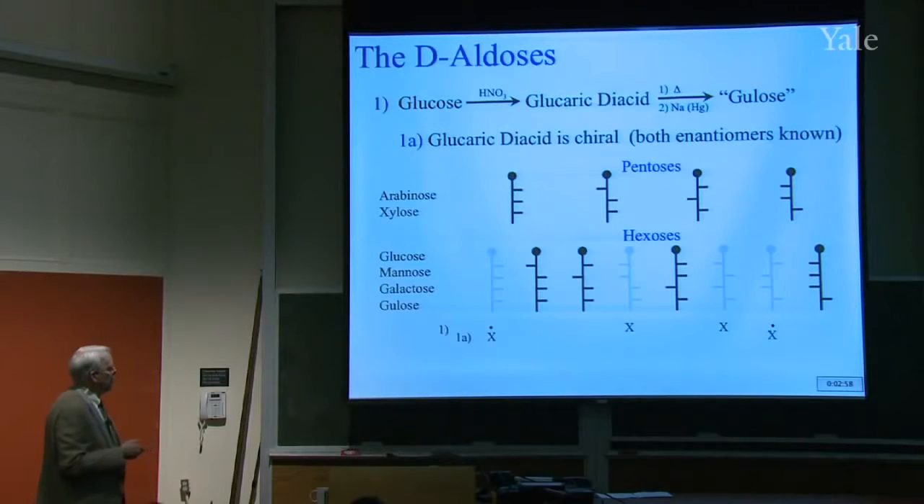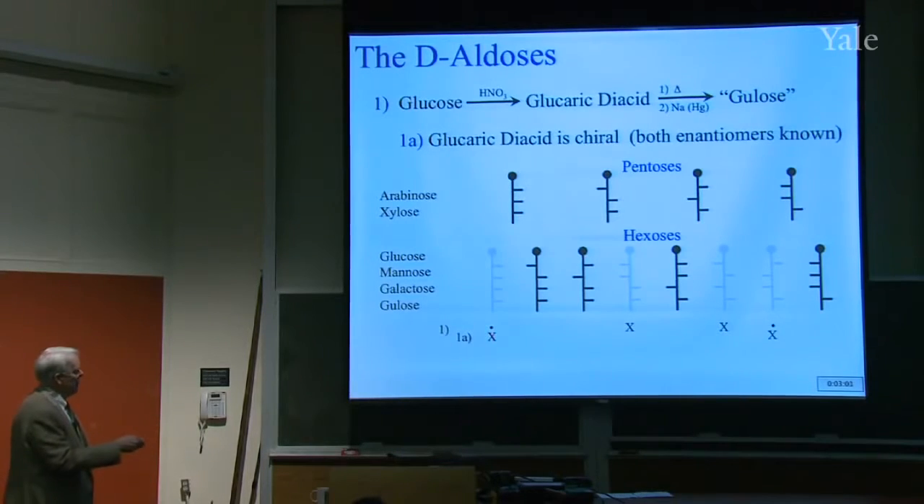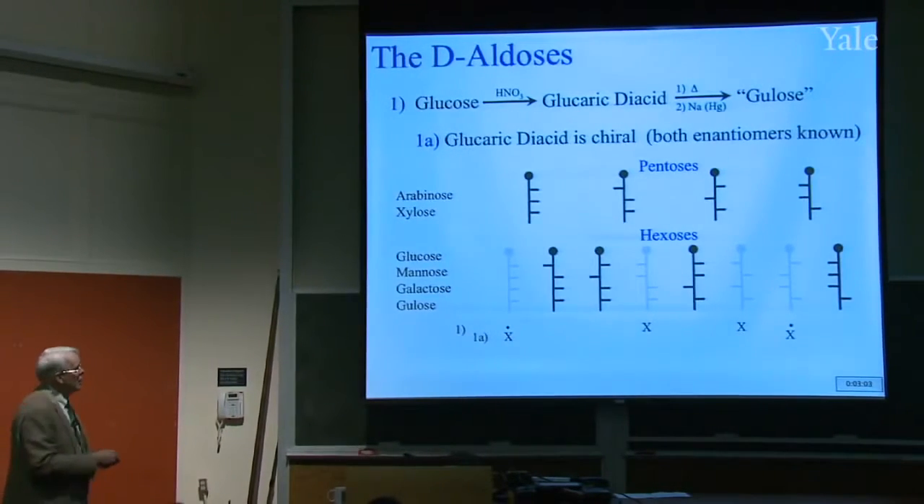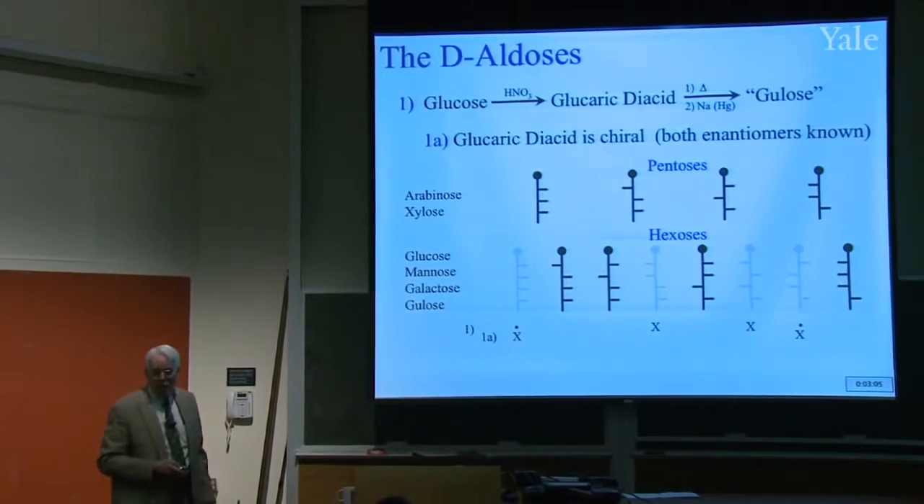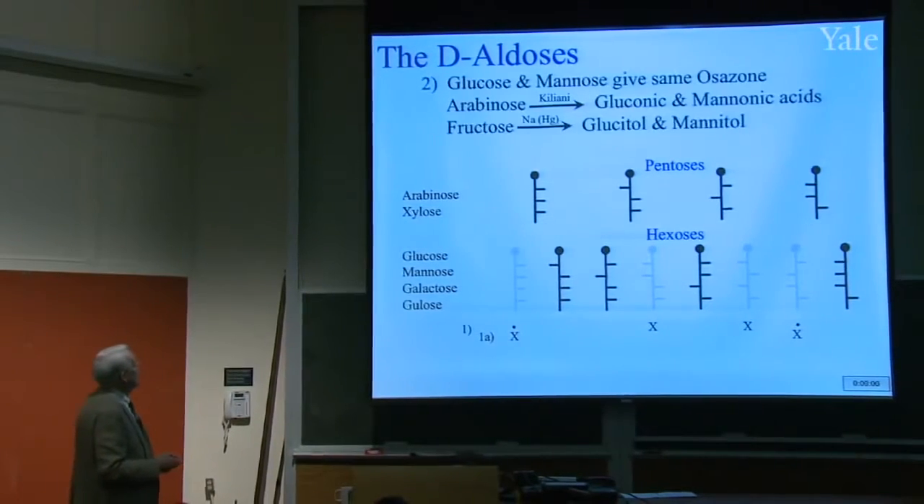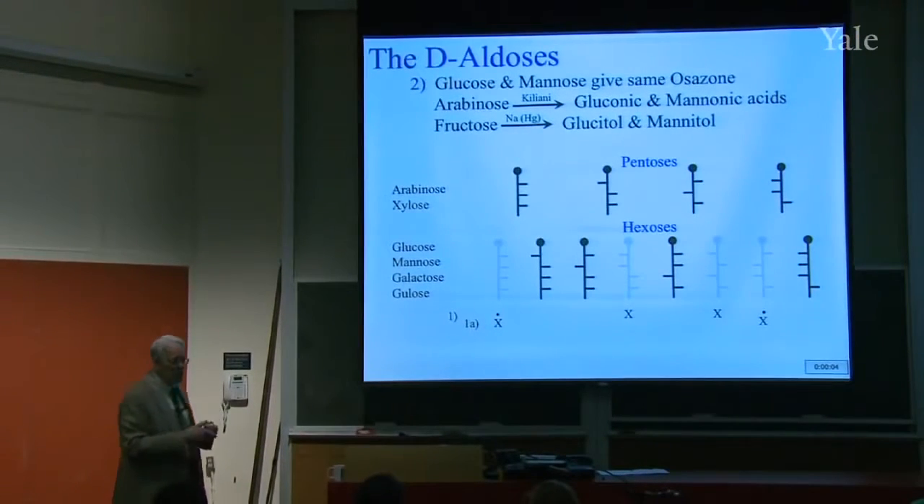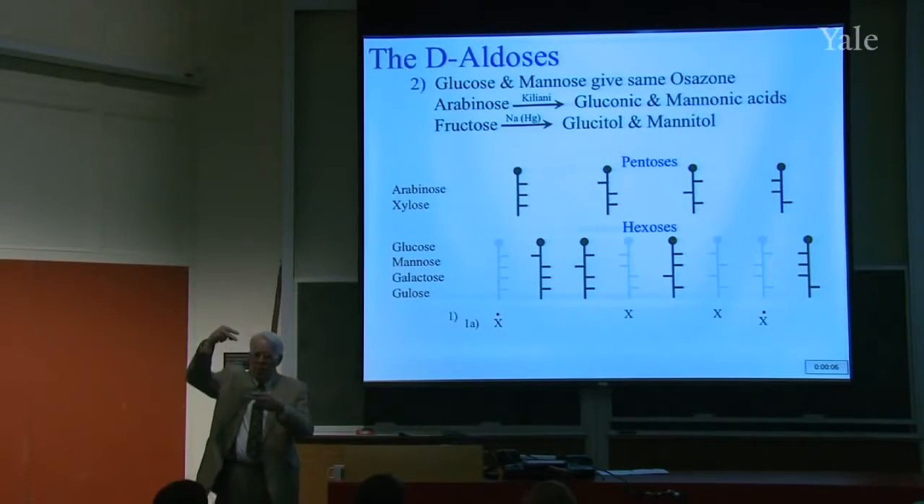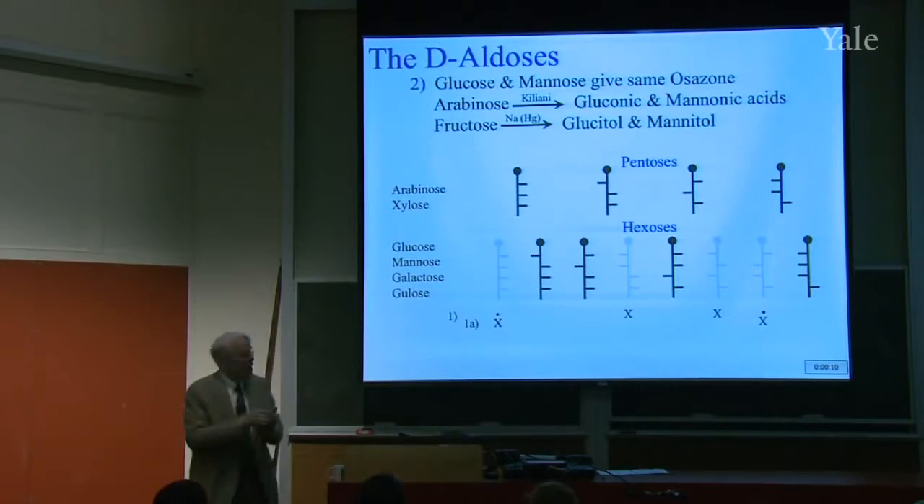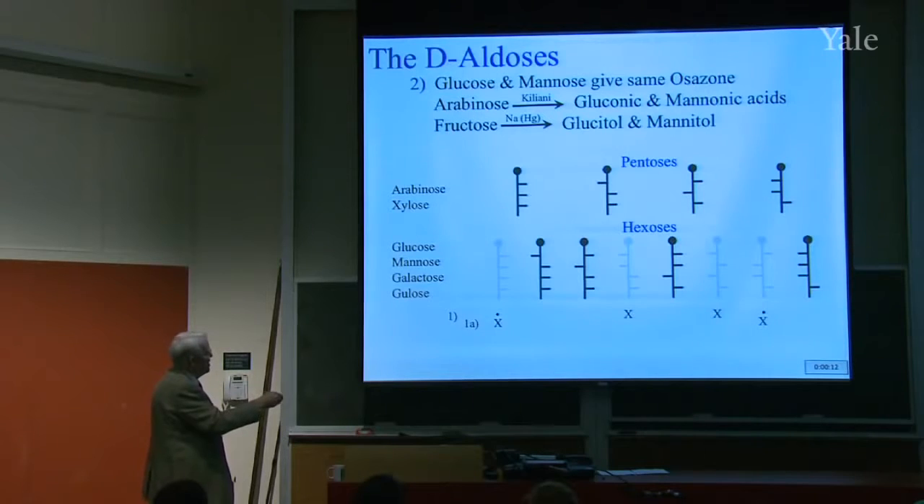Okay, so from 1A, we confirm that it's not that and it's not that. So we're down to four candidates for what could be glucose. Now we go to item two. Glucose and mannose give the same osazone. Remember what the osazone did? It made a double bond at the top carbon and a double bond at the next carbon. So that means this next carbon here isn't chiral anymore, right?